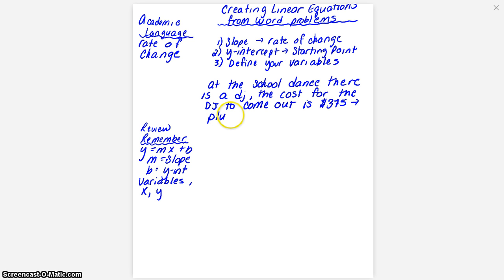Plus an additional $50 per hour. Okay? So let's see. We need our y-intercept, our starting point, and our slope, or our rate of change. And these are pretty obvious in this one. The starting point is the $375 just for booking him to come out to the school. So my y-intercept, or b, is equal to $375.